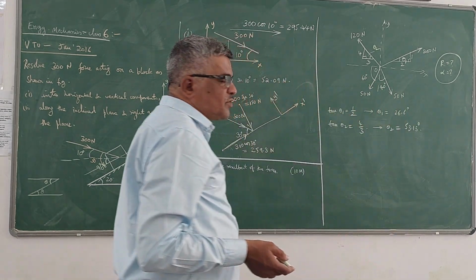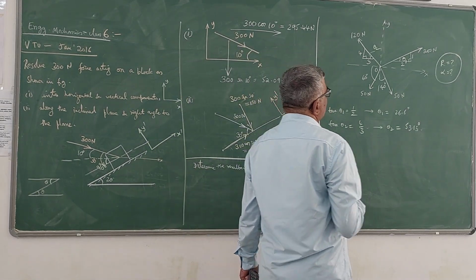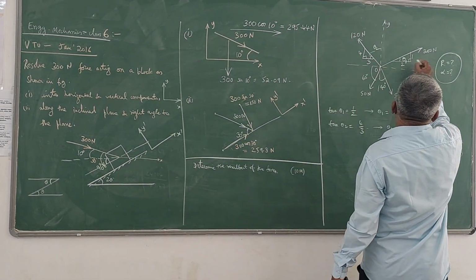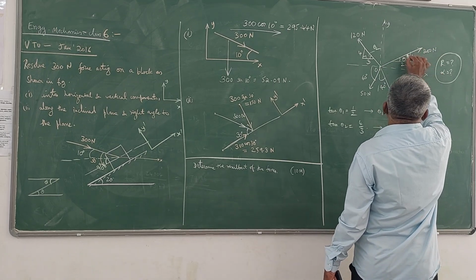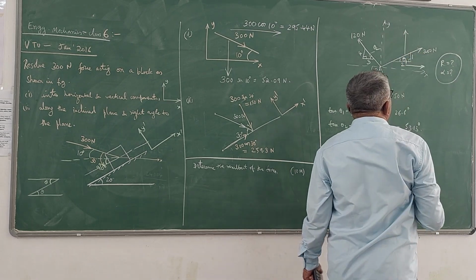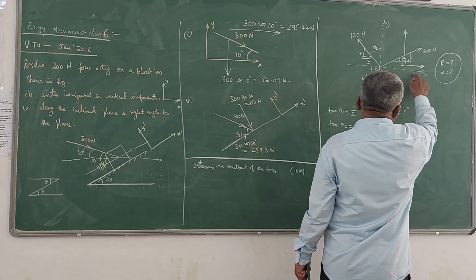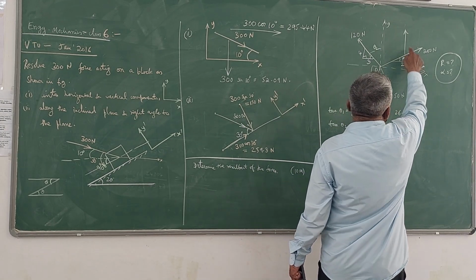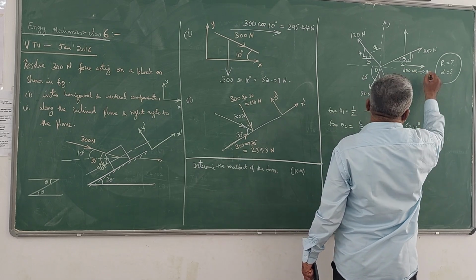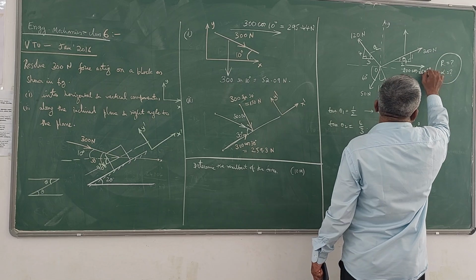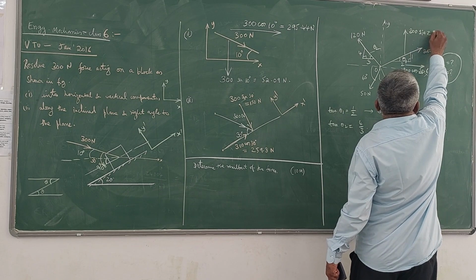Then the next step is to resolve into horizontal and vertical components. You know how to resolve. So in the first quadrant, this 200 Newton force is there. Start from the tail, move towards the tip. Horizontal component is this, vertical component is this. Since this theta 1 is with respect to the x-axis, cos will be this component, sin will be this component: 200 cos theta 1, where theta 1 is 26.6 degrees, and this is 200 sin 26.6 degrees.